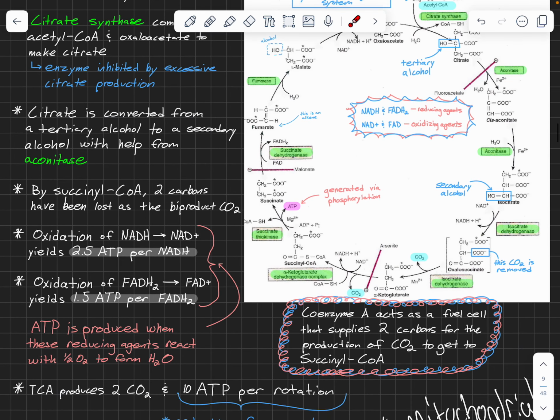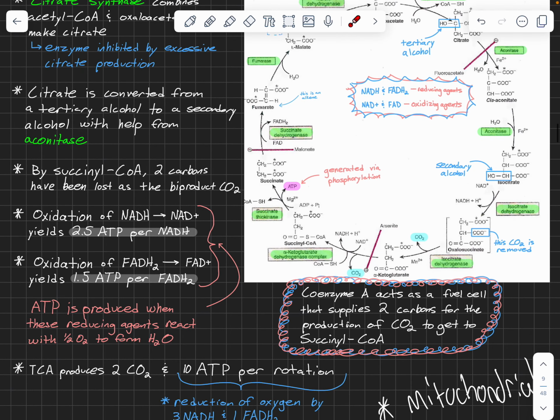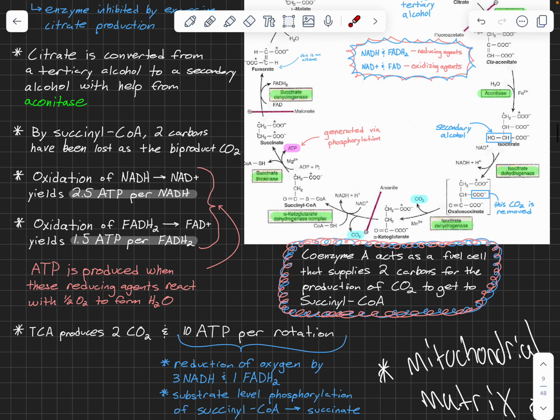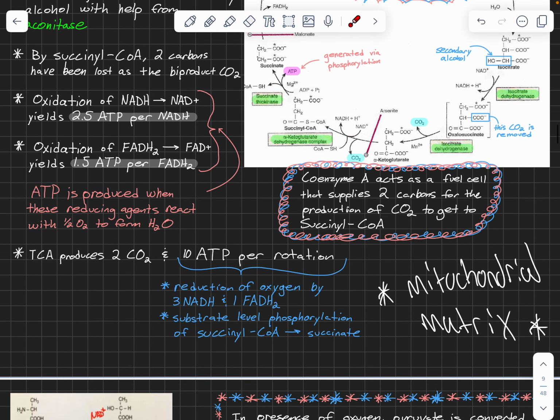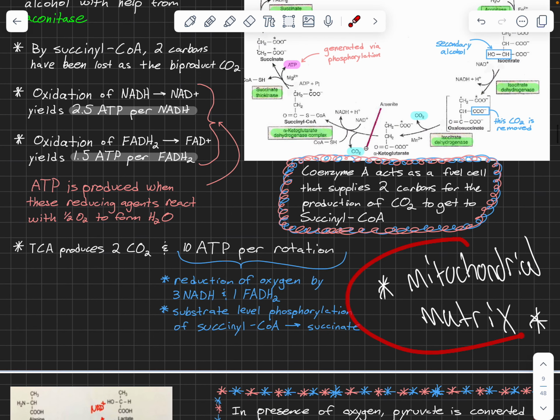And then ATP is produced, covers that. Coenzyme A acts as a fuel cell. And then right here, I want you guys to know that the TCA cycle is happening inside the mitochondrial matrix.